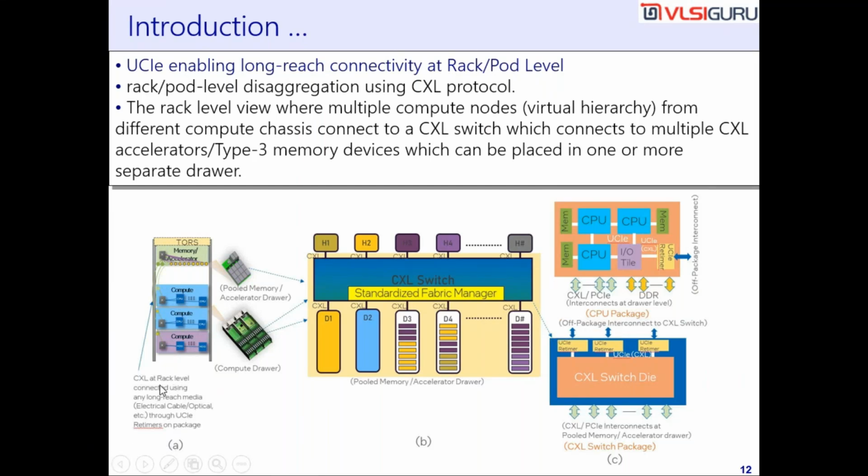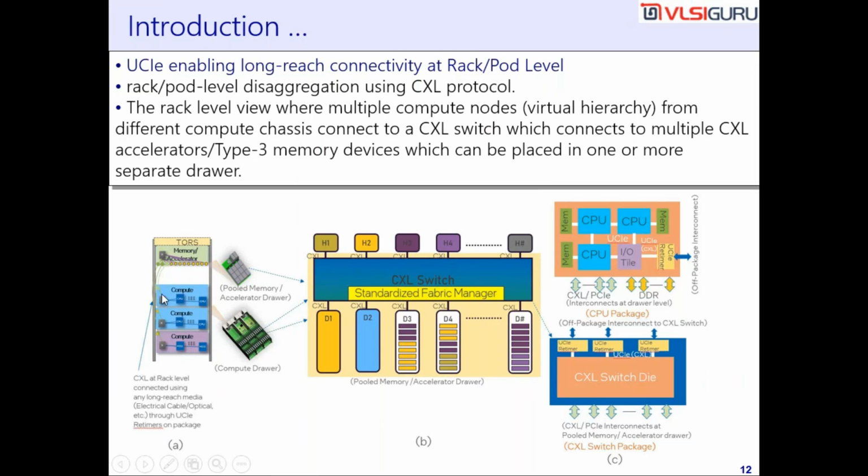So basically, CXL at rack level is connected using any long reach media through UCIe retimers on the package. If you wanted to do CXL long reach connections, they could be connected through UCIe Express, from this point to this point. Typically the standard convention is to connect it through CXL. That is how CXL technology has been developed. Now that can be replaced with a UCIe Express link.